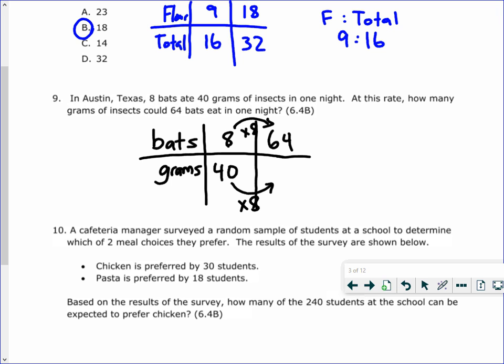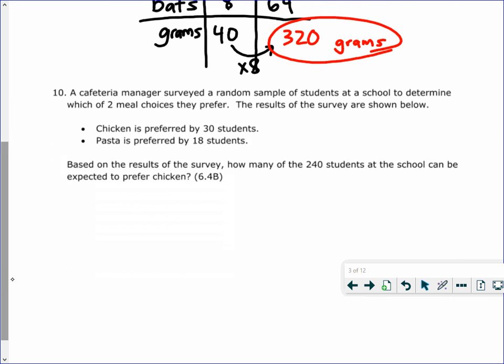So 40 times 8 is 4 times 8, which is 32. And then we obviously bring over the 0. So 320 grams. All right. That's why you always check your work.